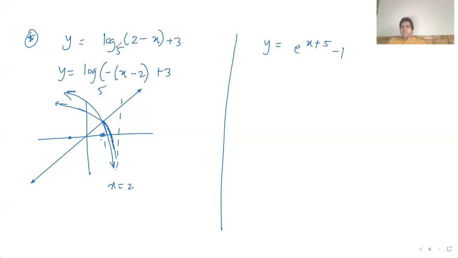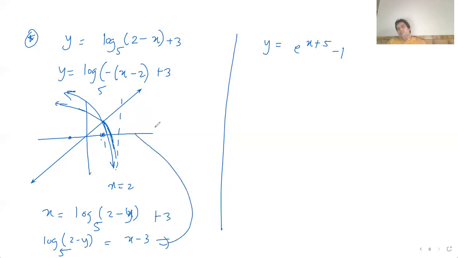And as far as the function is concerned, if you wanted to find the inverse function of this, you'll take x equals log of (2 minus y) to the base 5 plus 3, where this is y here. If you make y the subject, it'll be log of (2 minus y) to the base 5 equals x minus 3. If you get rid of the log here, you get 2 minus y is 5 to the power of x minus 3. And you get y is 2 minus 5 to the power (x minus 3).